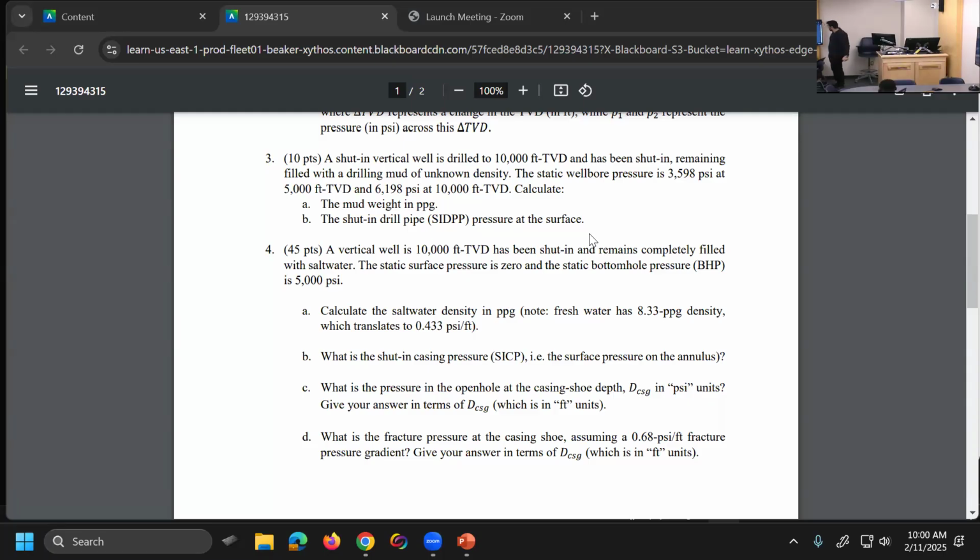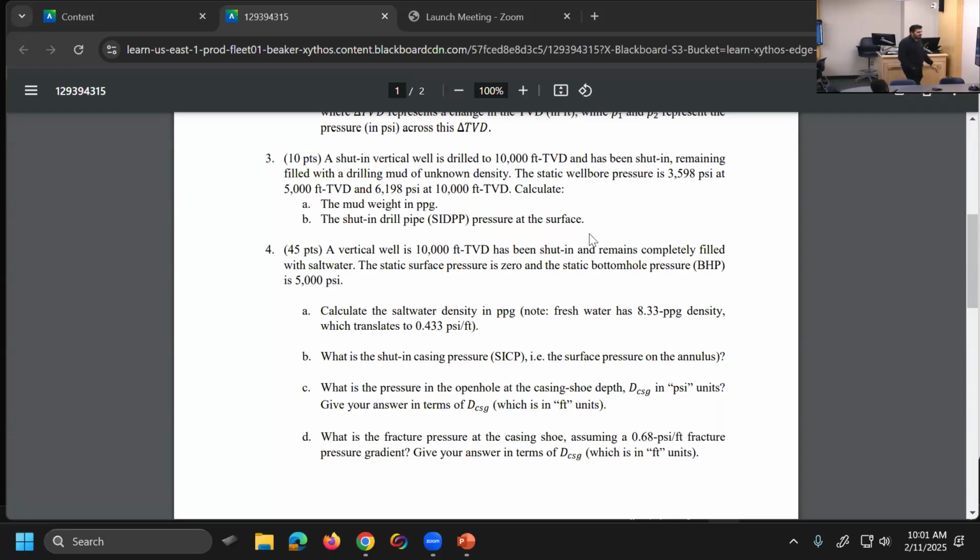Okay, what is the salt water density in ppg? Easy to find. 1 calculation, 1 equation. What is the shut-in casing pressure, i.e. the surface pressure on the annulus? Again, if I sort of give it away, if I only have 1 fluid in my system, what I read on the drill pipe side, drill string side, I should be reading on the annulus as well.